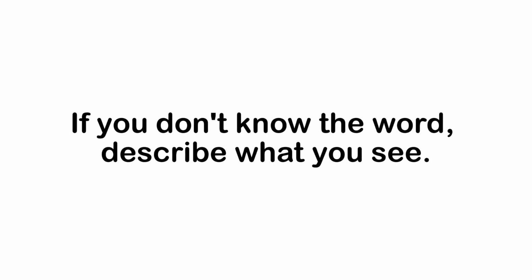So how do we do this practically? When we see an object, don't think of the word in your native language. Instead, just see the picture in your head and just say the word. If you don't know the word, describe what you see. So let's say you see a car and you can't remember the word for car. So you say, I want to get into that, which is going to take me to the airport.